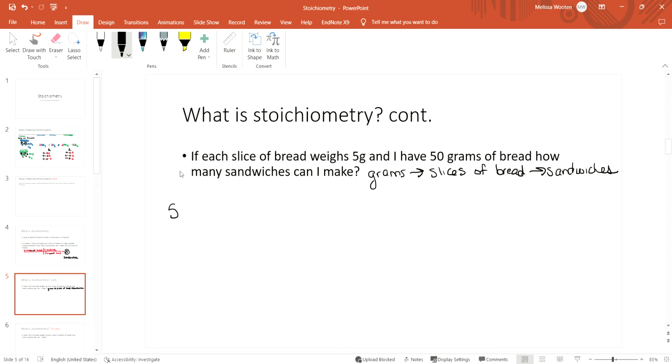Alright, so if I have 5 grams as my given, 5 grams of bread. Oh wait, that's not right. I have 50 grams of bread. Oops, try it again. I have 50 grams of bread. That is my given, 50 grams. And 1 slice is 5 grams.